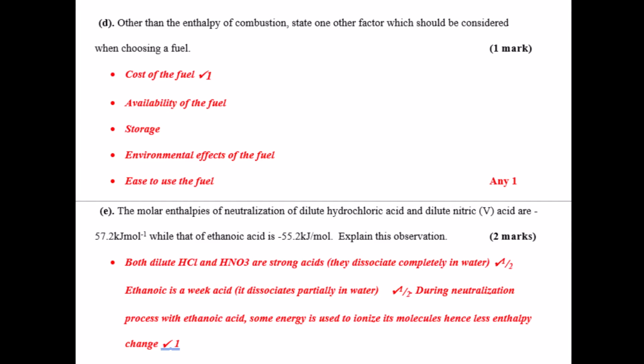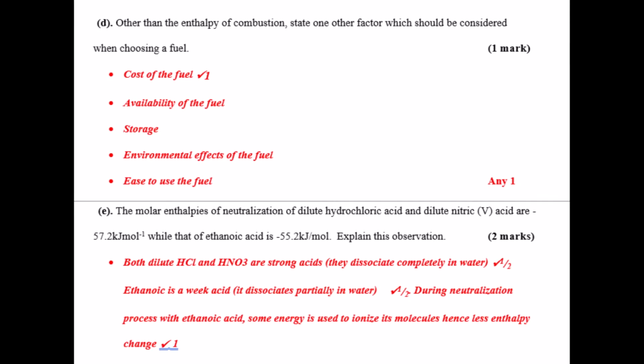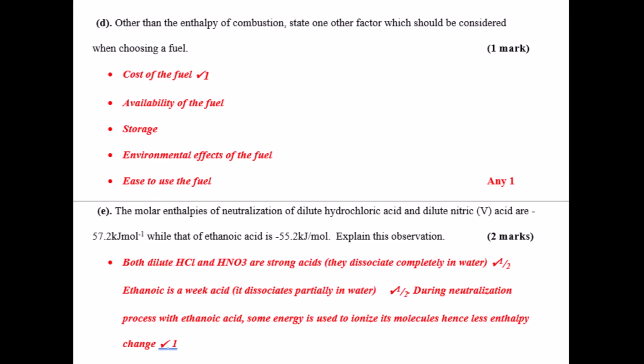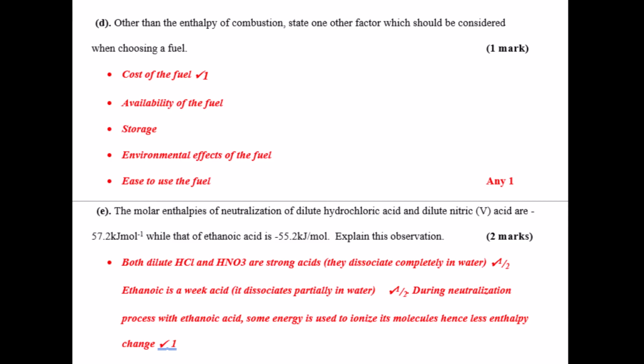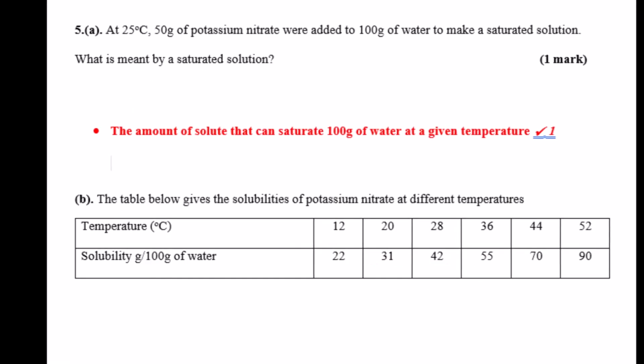For that reason, if you're using ethanoic acid for this process, some of the energy will be used back into the process to help ethanoic acid molecules to ionize. So the overall heat change for the neutralization process will be less when you're using ethanoic acid, because some of the energy has been absorbed ionizing the molecules. With that, we go to question number 5.